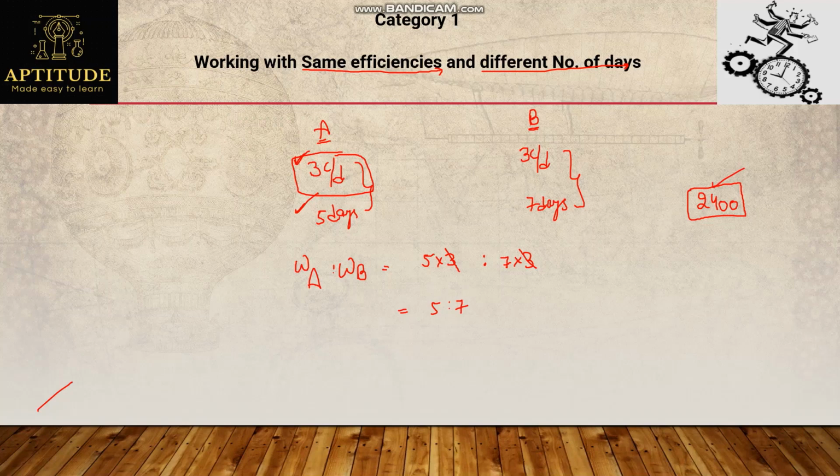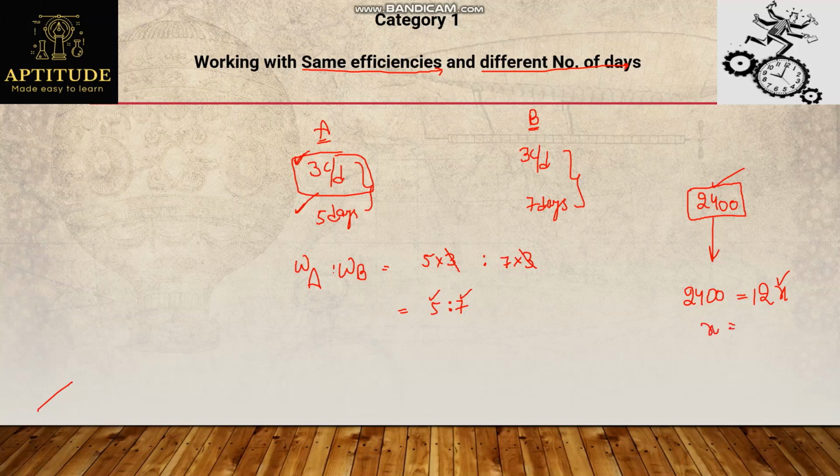And how to solve a ratio? It's very simple. Observe this, total how many parts are there? 5 parts for A and 7 parts for B. Which means the total salary of 2400 will be divided into 5 plus 7, 12 parts. Out of these 12 parts, A will get 5 parts and B will get 7 parts. So I will equate this to 12x, where x is an individual part and 12 is the number of parts.